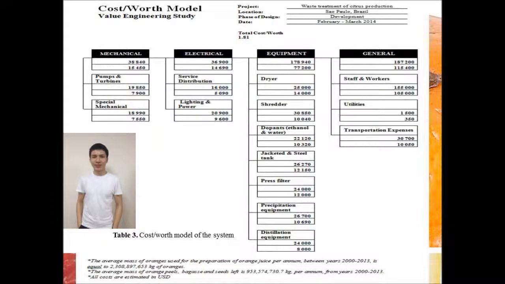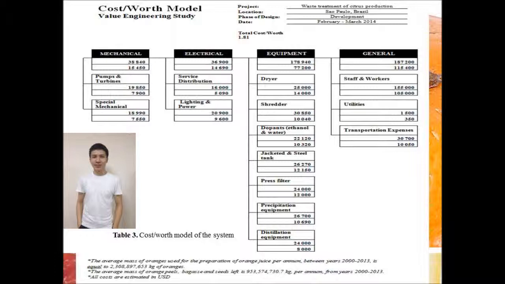The cost-worth model for the original system, in our case the citrus pulp pellets, is divided into 4 sections. They are mechanical, electrical, equipment, and general spendings. From the table we can observe that general spending has the highest expenditure needed to maintain the project cost. This is due to the high labor and transportation expenses.